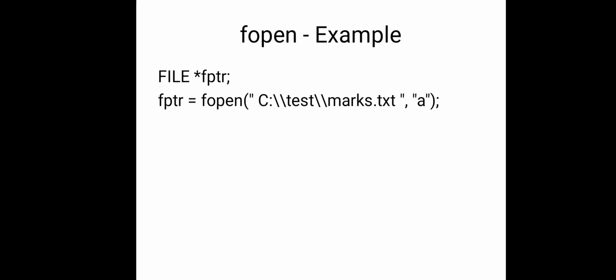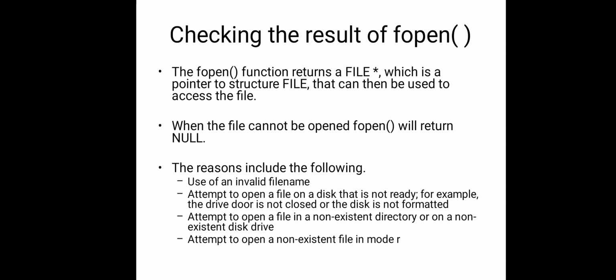And we are going to use the append mode to open that file. Next, we have to check the result of fopen, whether the file is opened or not. We should know that, right? So we are going to discuss that. If the file is not opened, what will get returned? It will return null. On a successful open, it will return the pointer to the structure.